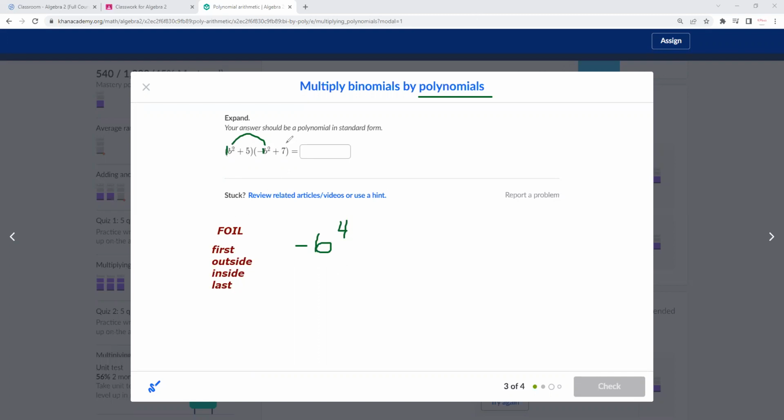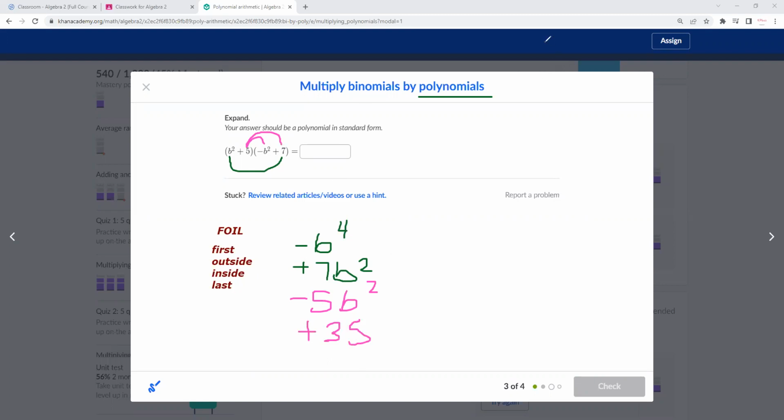So those are the first two terms of each set of parentheses. Now we're going to multiply the outside terms, b squared times 7, which is going to get you a positive 7b squared. And then you're going to multiply the 5 times the negative b squared, which gets you a negative 5b squared. So those are the inside terms. And then the last terms are the positive 5 and the 7, which gets you a positive 35.